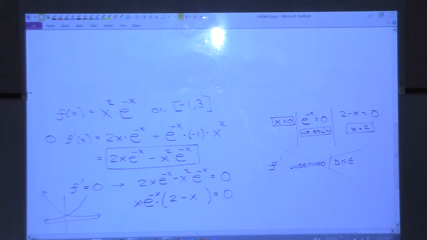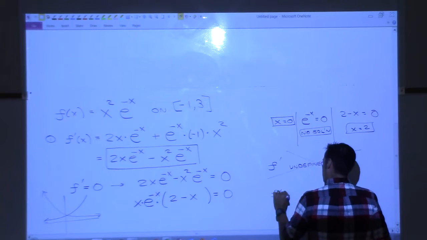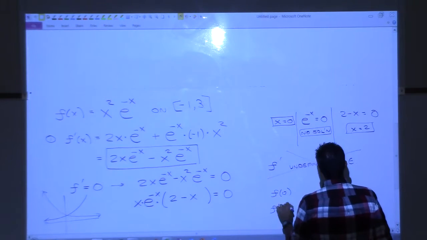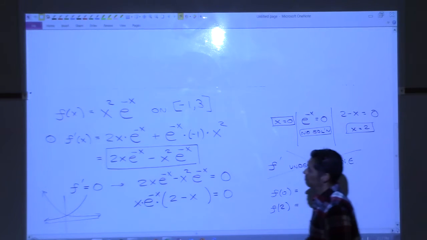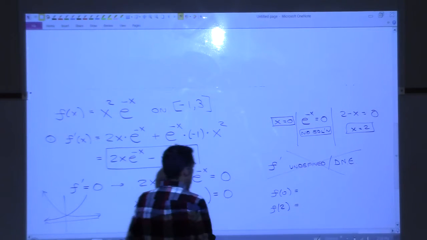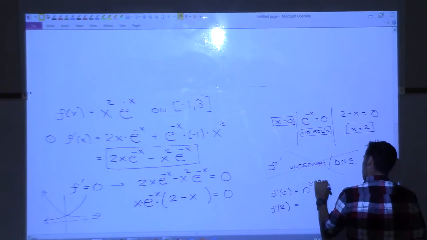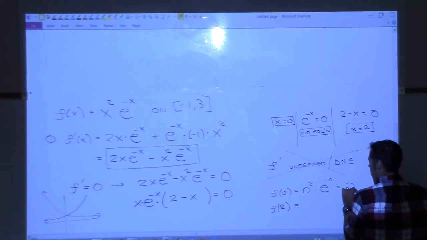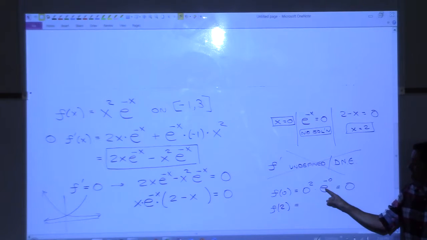And now we plug these answers into the original function. We're going to plug 0 in, and we're going to plug 2 in. And we plug in 0 into the original. To the original, that means this. We get 0 squared times e to the negative 0. And that's just 0. Because what's e to the negative 0? What's e to the 0? 1, right? 1 and then times 0 squared.